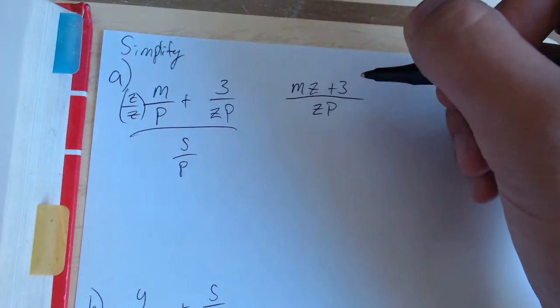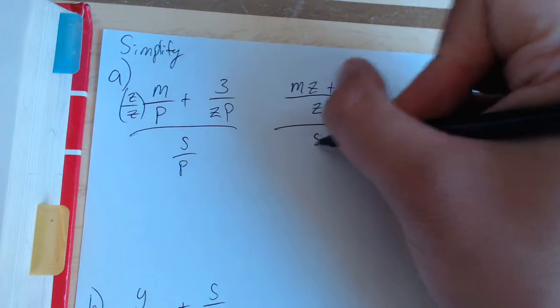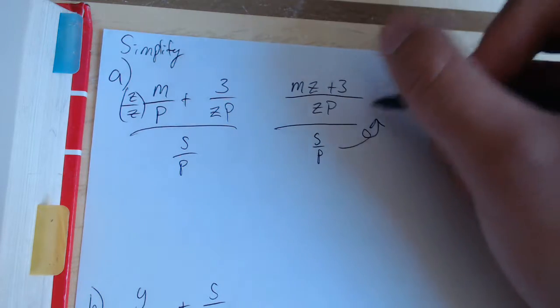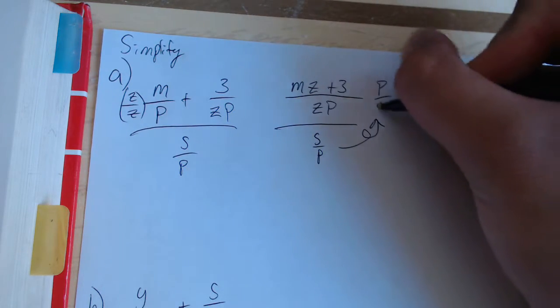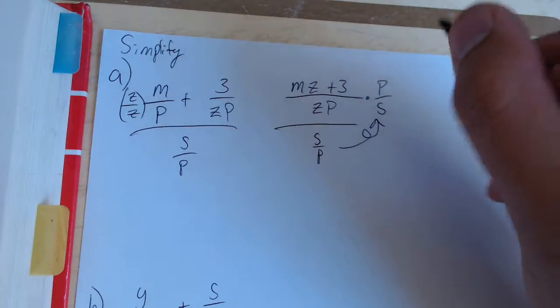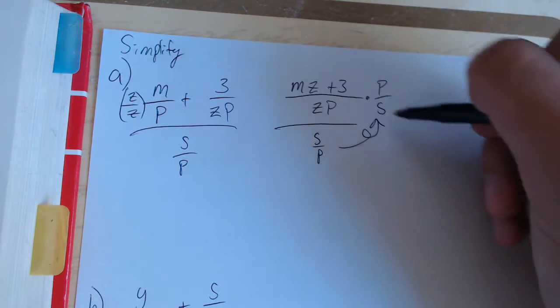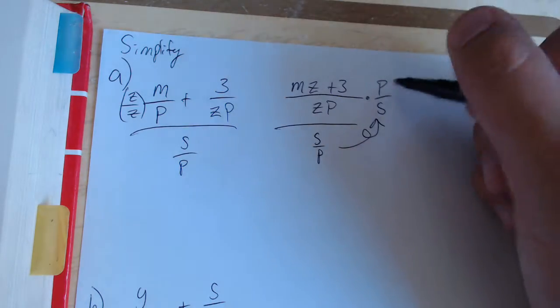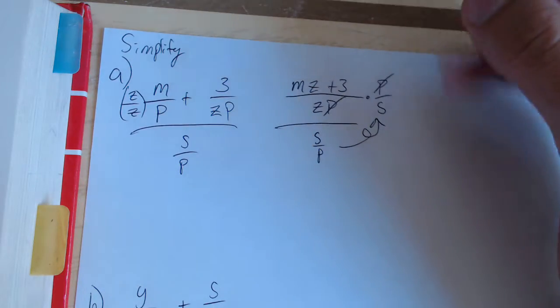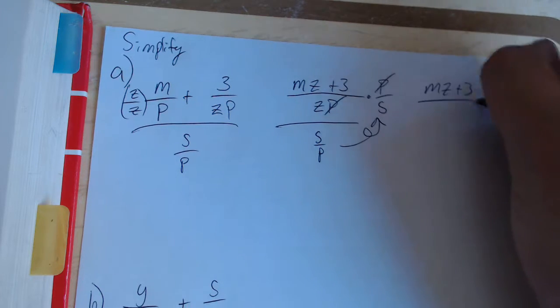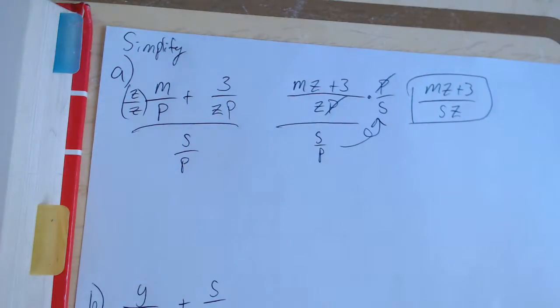Once we've done that, we're just going to use our complex fraction rule and then invert and multiply by the denominator. So the denominator turns into p over s, and then we multiply. Before we multiply, we need to look for cross cancellation. We can't cross cancel anything here because this is a polynomial and they don't have any of the same numbers. Here we can cross cancel the p, and so then we're just left with mz plus 3 over sz. And that's our final answer.